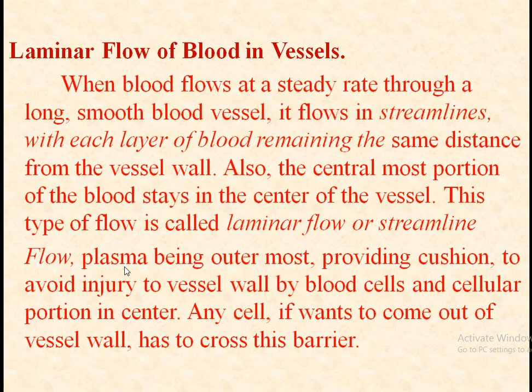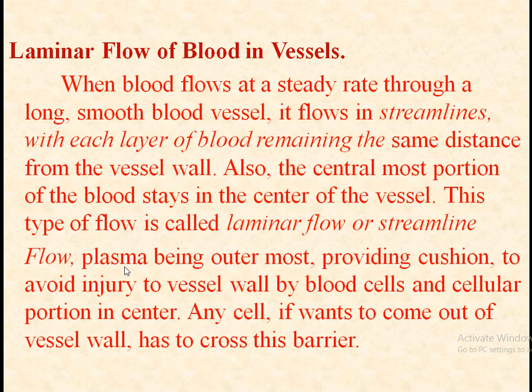What is the laminar flow of the blood in vessels? That is a specific type of blood flow in the blood vessels. When blood flows at a steady rate through a long smooth blood vessel, it flows in streamlines, with each layer of blood remaining the same distance from the vessel wall. Also, the centralmost portion of the blood stays in the center of the vessel. This type of flow is called laminar flow or streamline flow. Laminar actually means in layers.